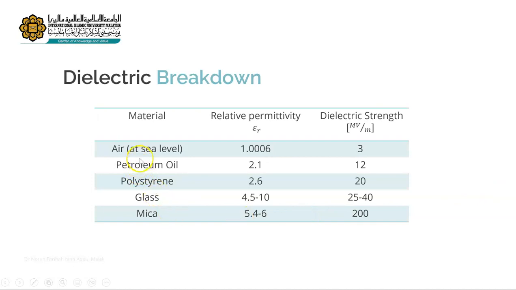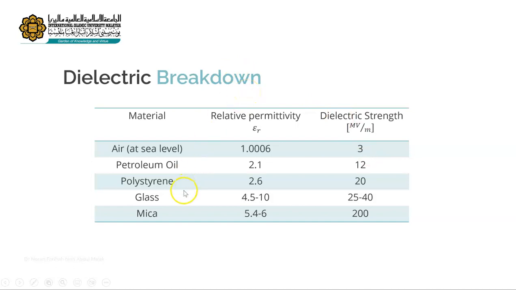So it depends on the material. You have air, petroleum oil, polystyrene, glass, and mica. Let us see the relative permittivity. Permittivity refers to epsilon, and epsilon R is the relative permittivity. So air will have a relative permittivity of 1, and the dielectric strength here is 3. So you shouldn't go beyond that to avoid dielectric breakdown.